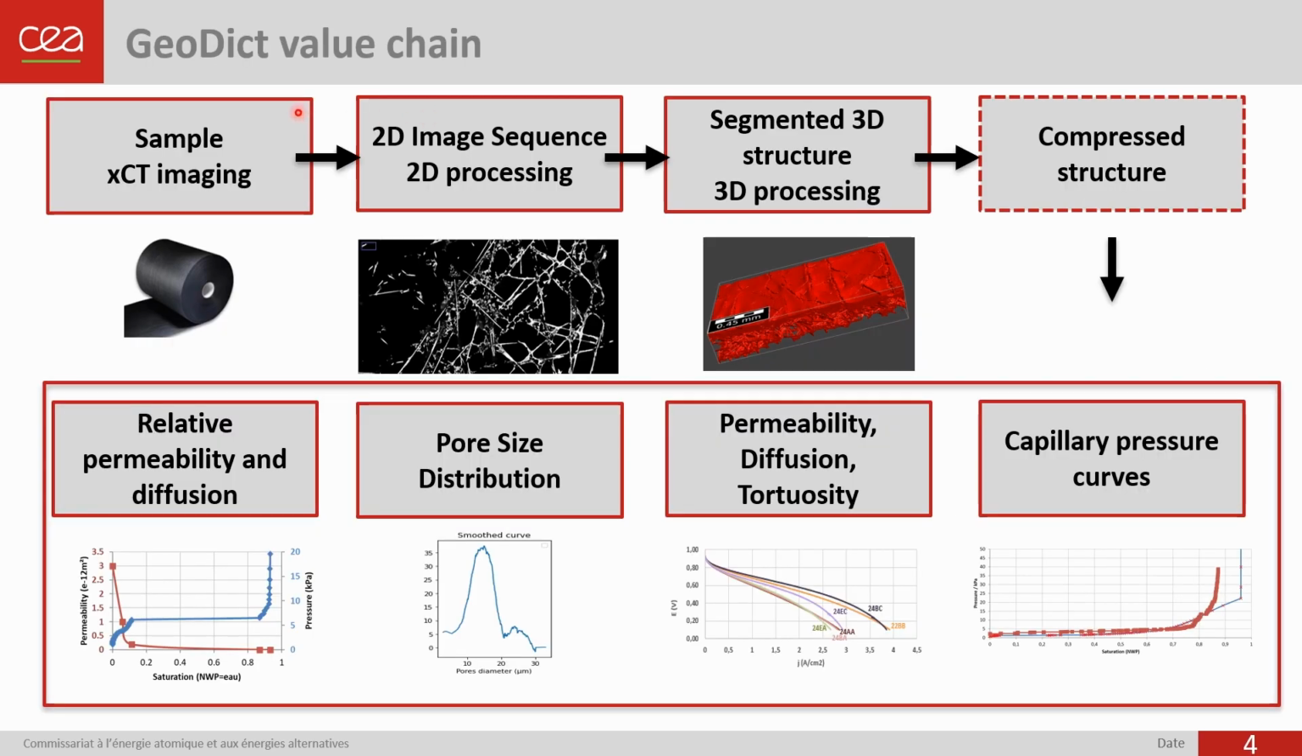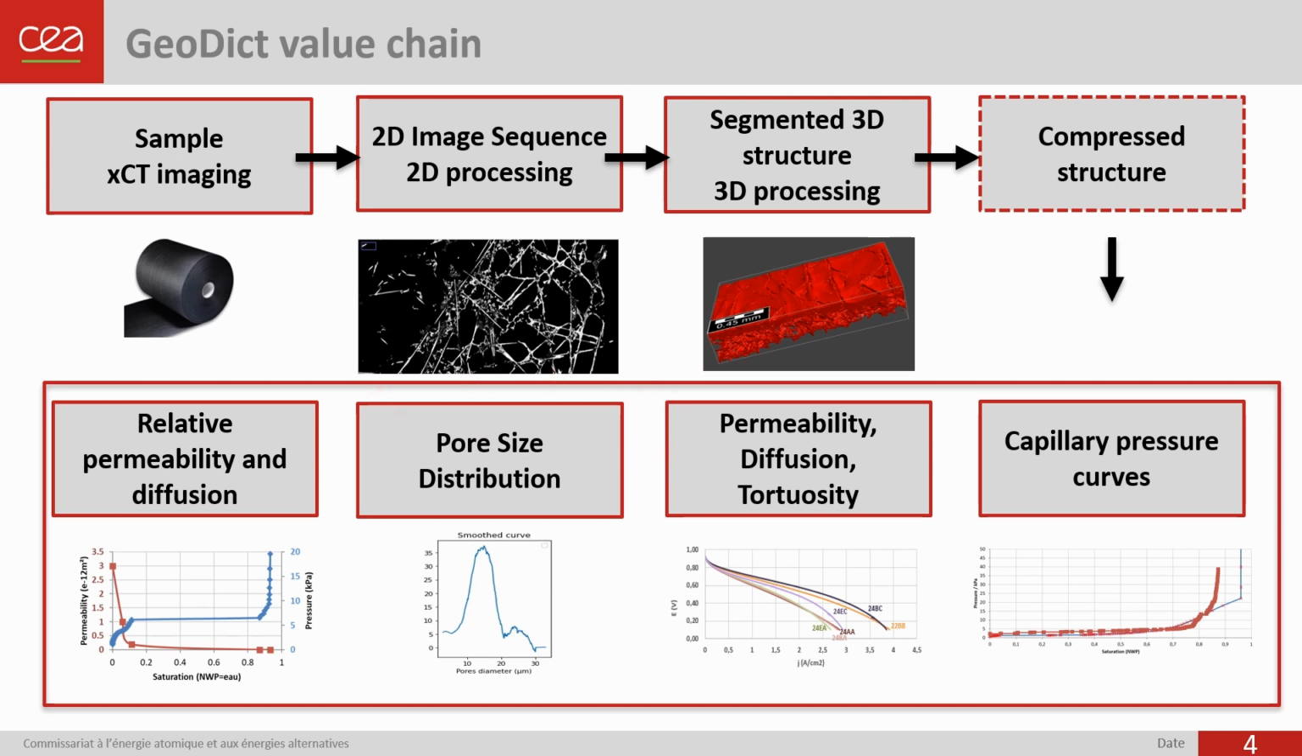And this is how I work to characterize the GDL. I took a GDL sample and I made images of the sample by X-ray tomography. When I had the 2D image stack, I could import it into GeoDict to obtain the final 3D structure. And with this structure, it was possible to use FlowDict, DiffuDict, or SatuDict to calculate some properties like permeability, diffusion, tortuosity, or capillary pressure curve.